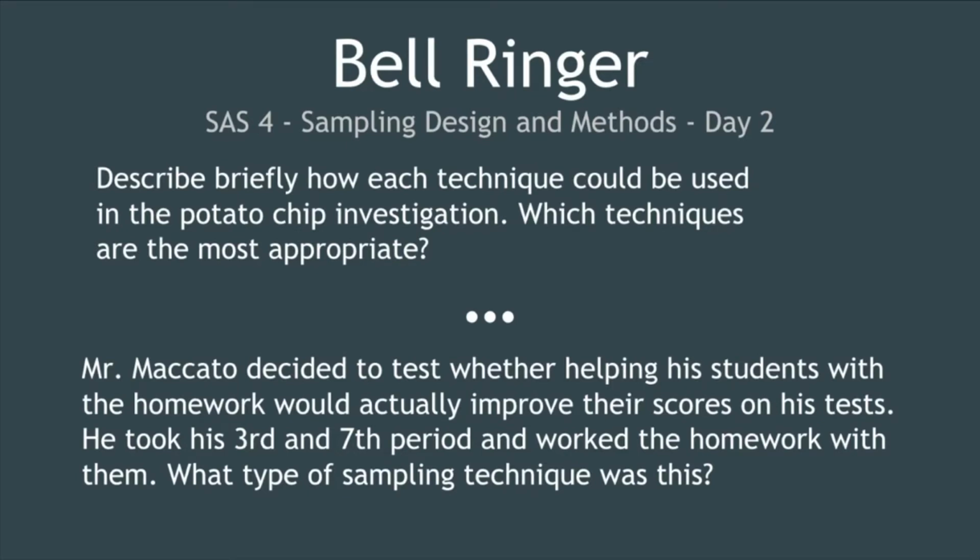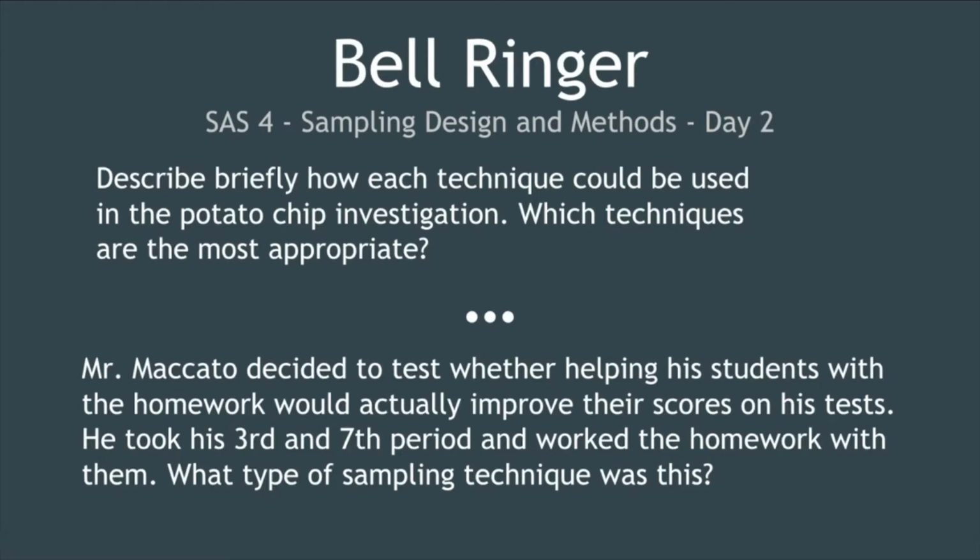So, describe briefly how each technique could be used in the potato chip investigation. Specifically, which techniques are the most appropriate? Now, I want you to think about this for a minute before we actually answer this first bell ringer question. Potato chips, they don't necessarily have to be such and such, right? But if we're going to stratify, say we have 5 different flavors, we would separate into 5 different groups, and make sure we have an equal amount from each one randomly selected. That's called stratified random sampling. So that's one way to do it.